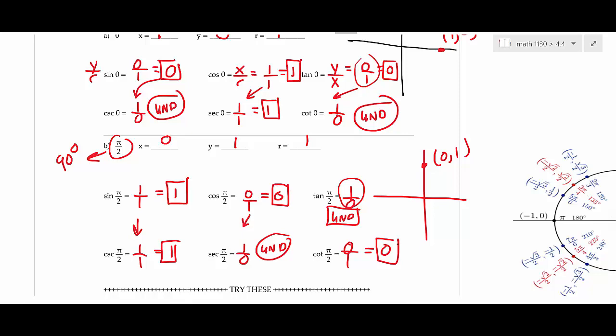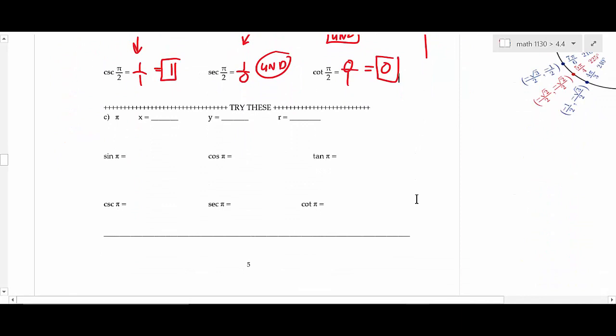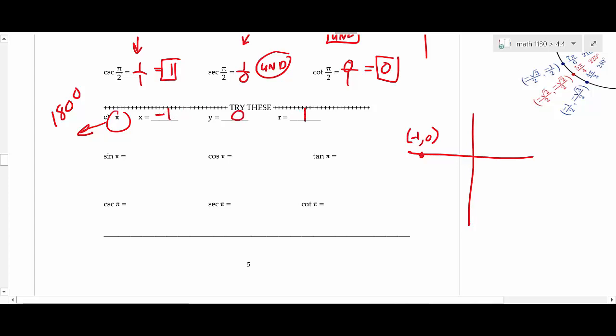Now they can become negative as we go to the next quadrants. Okay? All right, let's put this one together. This one is pi. Pi is 180 degrees. So on your unit circle, you would have the point -1, 0. So x is -1, y is 0, r is 1.